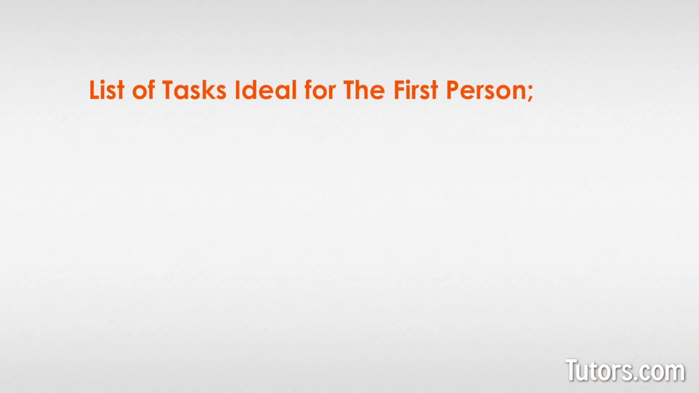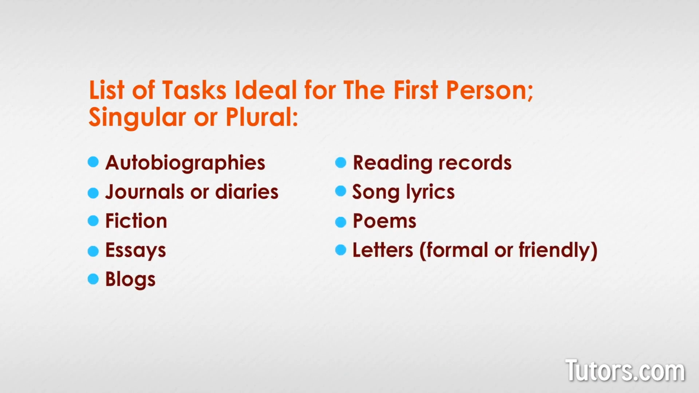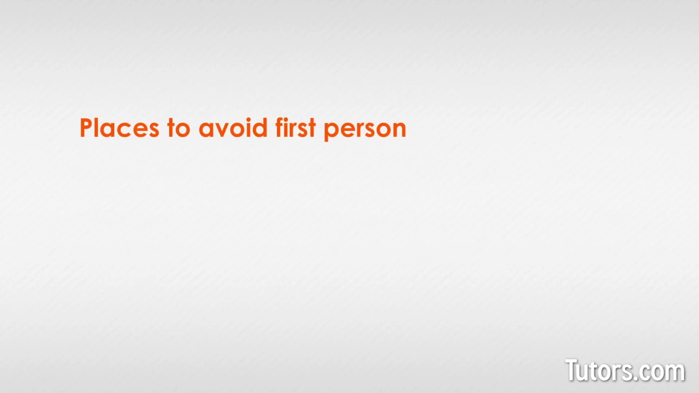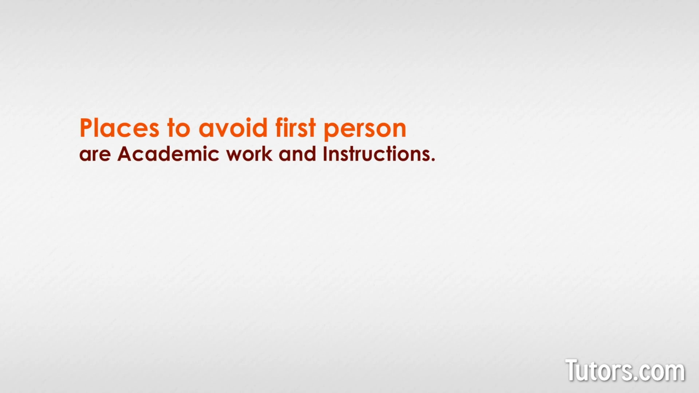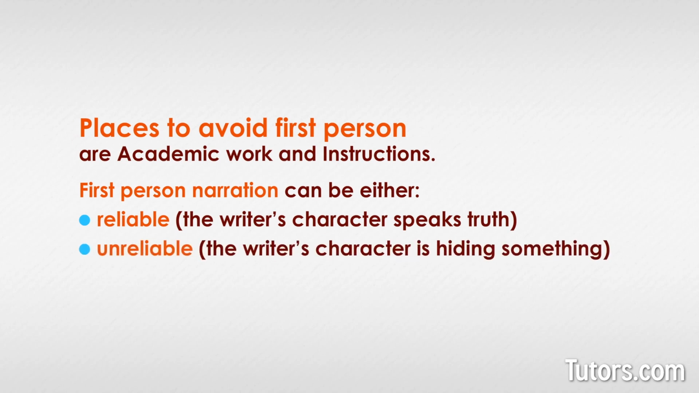Here are a list of tasks ideal for the first person, singular or plural. Places to avoid first person are academic work and instructions. First-person narration can be either reliable, the writer's character speaks truth, or unreliable. The writer's character is hiding something.